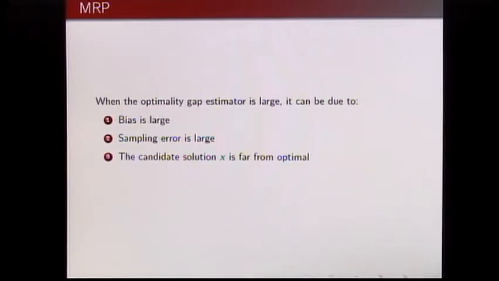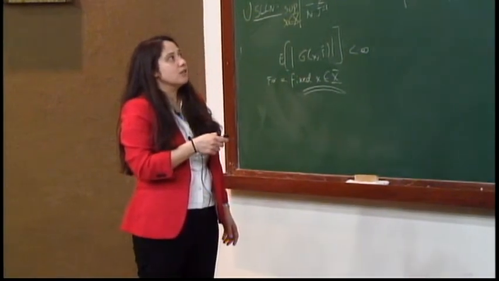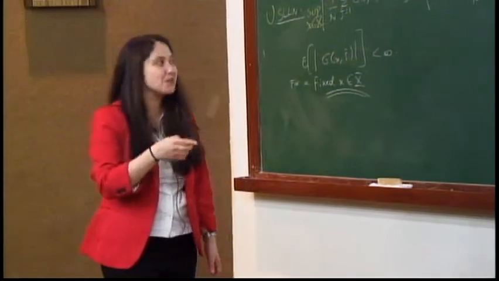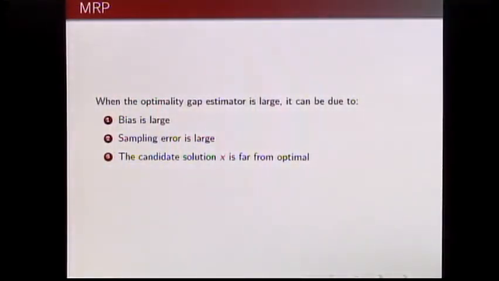So if this estimator is large, first of all, bias can be large. Just as we talked, if the bias is large, it's going to tell me, hey, optimality gap is this versus it's actually much lower. Or you might have a lot of sampling error. Do we know what to do in that case? I think so. I hope so. And the third problem is, even if bias is low or sampling error is small, you might have a truly bad solution. But you don't know, right? So you want to get a better optimality gap estimator because you don't know if your estimate is bad or if the solution is actually bad, okay?